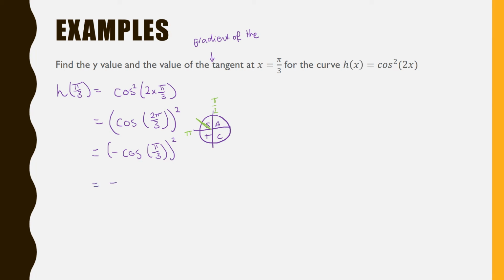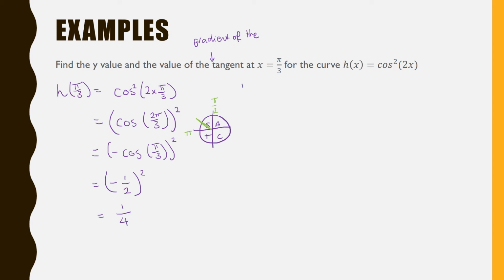Cos of pi on 3, I've mentioned a few times before, you must know your exact angle values. And cos of pi on 3 is equal to a half. We square this answer, negative a half times negative a half gives me 1 over 4.